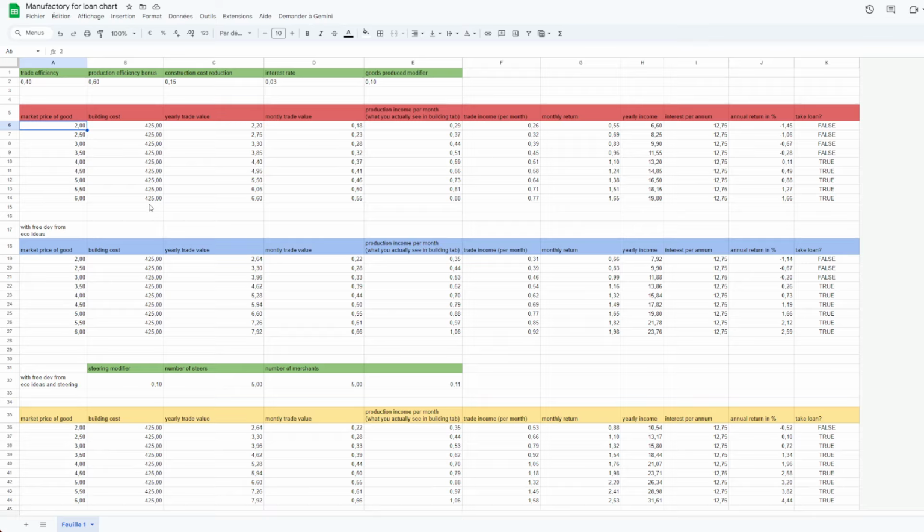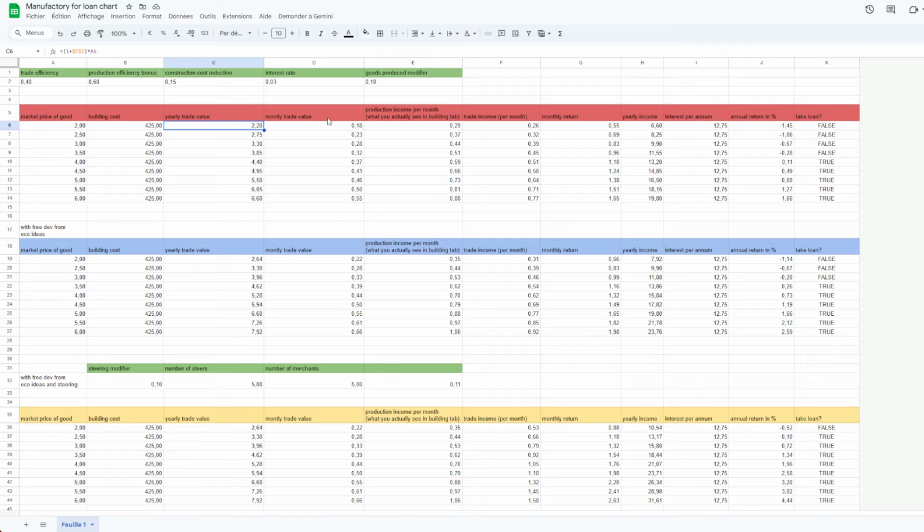The building cost is the same at each level because the base cost of a manufactory is 500 and we have 15% cost reduction. The yearly trade value is the goods produced times the market price of the goods. So here for the goods produced, we have the manufactory times 1 plus the goods produced modifier because we don't take into account the diplo dev of the province when building the manufactory.